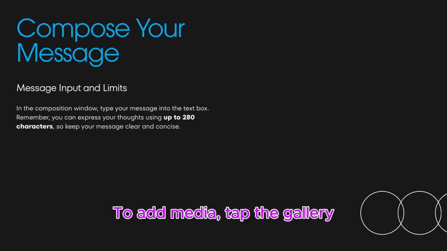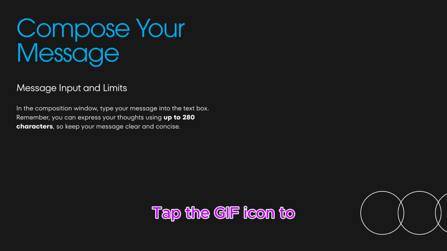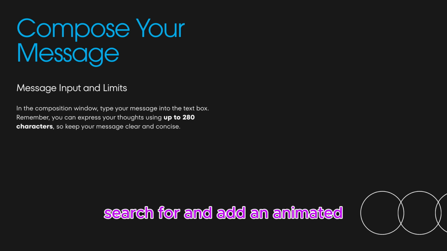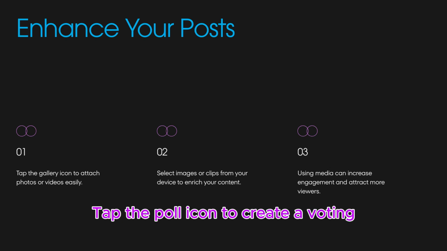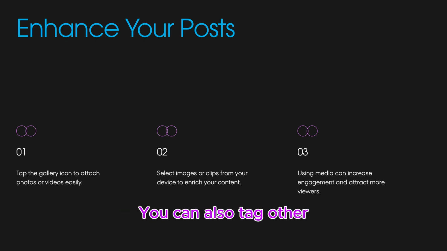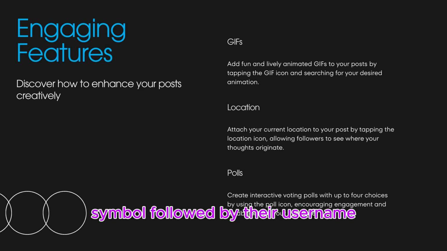To add media, tap the gallery icon to attach photos or videos from your phone. Tap the GIF icon to search for and add an animated GIF. Tap the location icon to attach your current location. Tap the poll icon to create a voting poll with up to 4 choices. You can also tag other users by typing the @ symbol followed by their username.